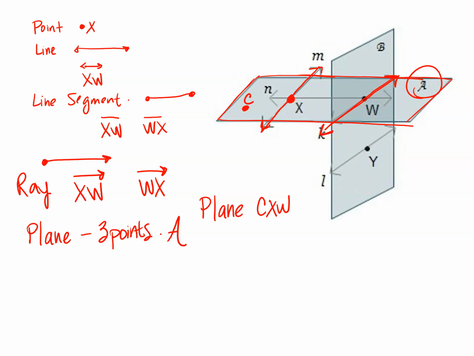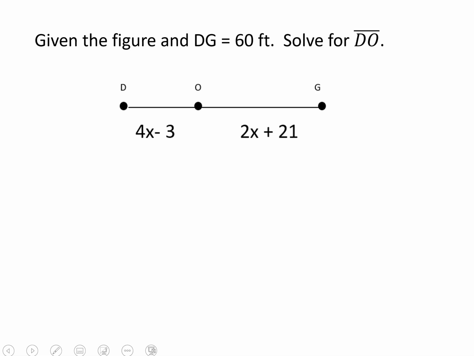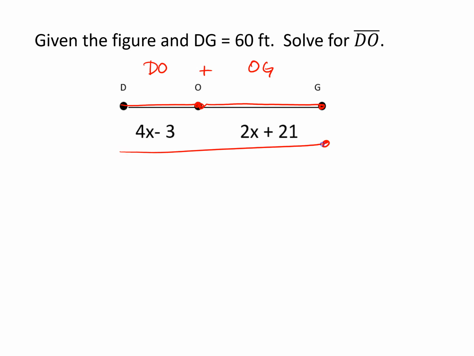All right, so that's pretty much a rundown on definitions. So let's move on to segment addition. I'm just going to hit this real quick. It wasn't on the test, but the simple idea here is that segment DO plus segment OG is equal to segment DG. All right, that should not be a hard example.